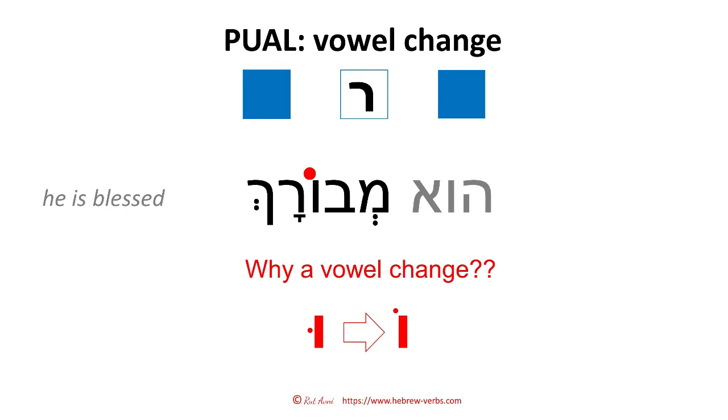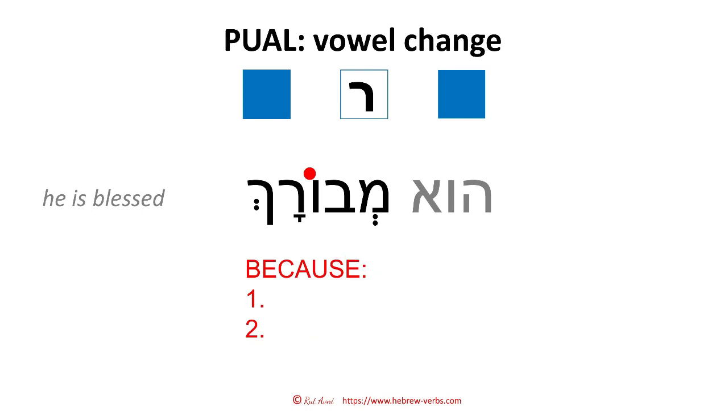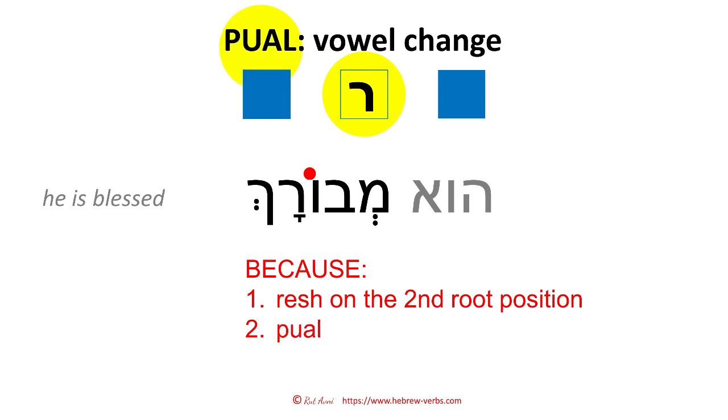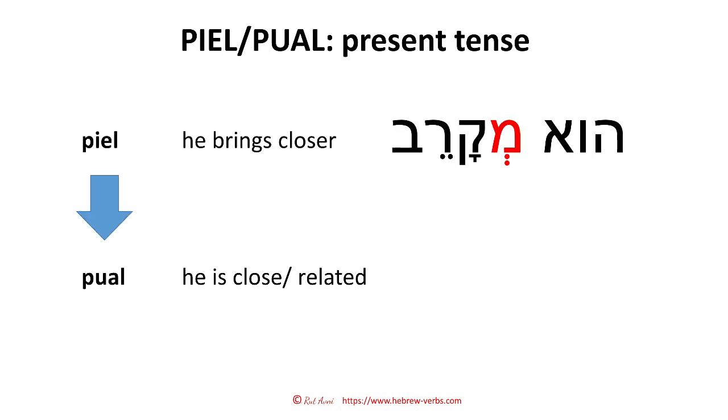Let's look at it. Hu mevorach. We change from U to O. And this is because we have Resh on the second root position and we are in Pual. And this combination makes us change from U to O. This is the reason. Let's look at another example.